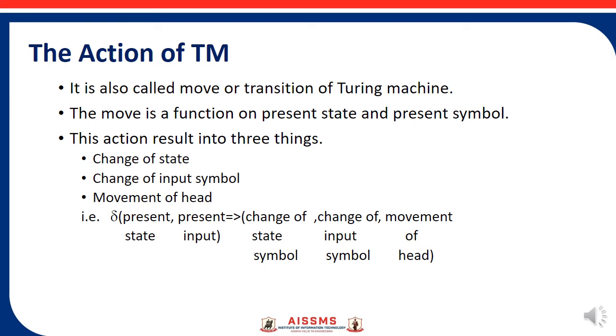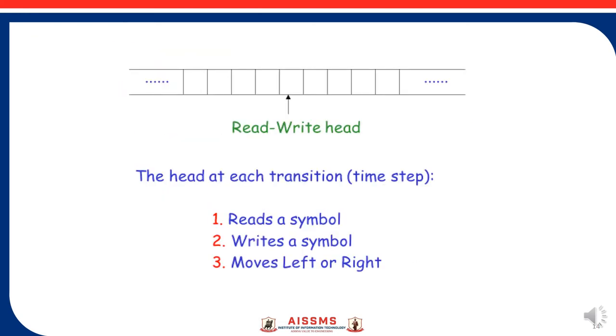So these three things can be indicated with the help of the transition function delta. On the left hand side you can see the transition function has a present state and the present input symbol. After the transition we can see there is a change of state, there is a change of input symbol, and there is a movement of the head. Okay, so this movement is from left to right or right to left. Write a symbol and after that move the head to the left or to the right.